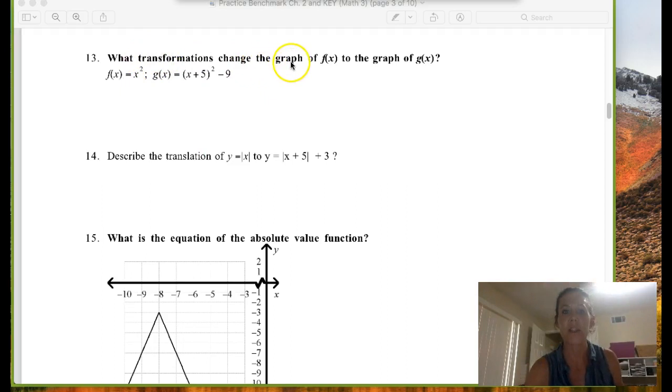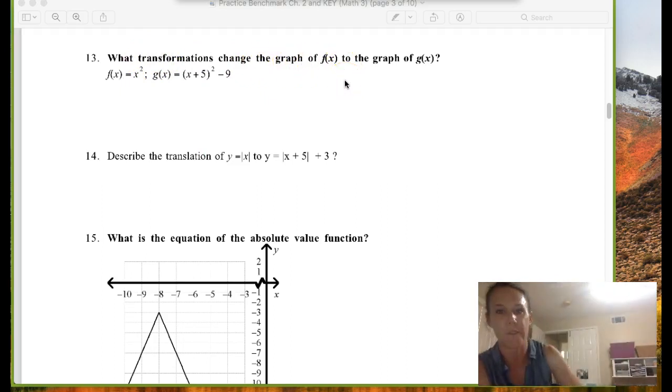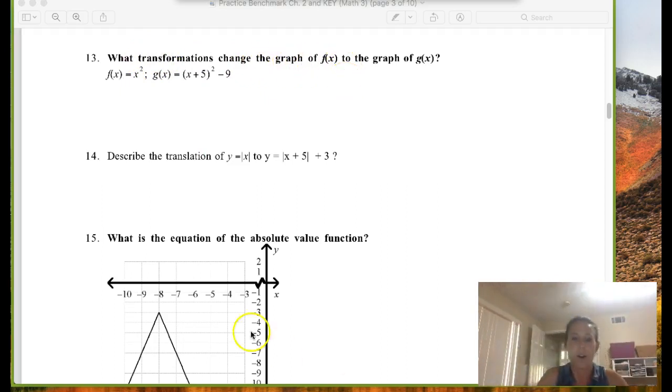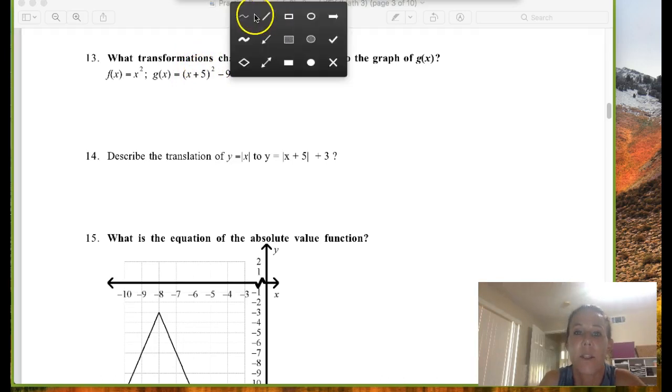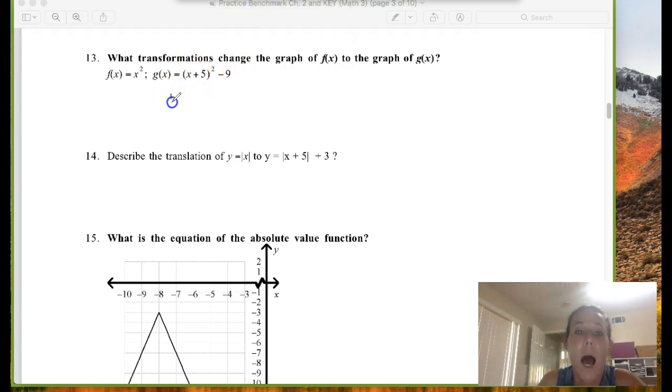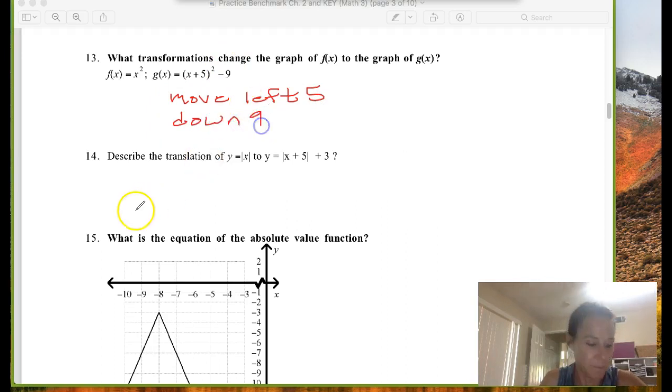All right, what transformation changed the graph of f of x to the graph of g of x? So if your f of x was x squared, and your g of x is (x plus 5) squared minus 9, what transformation happens? Remember, inside the parentheses is the opposite. So my transformation would mean I move left 5, and then I move down 9. And that's your transformation. It's translated to the left 5 and down 9.